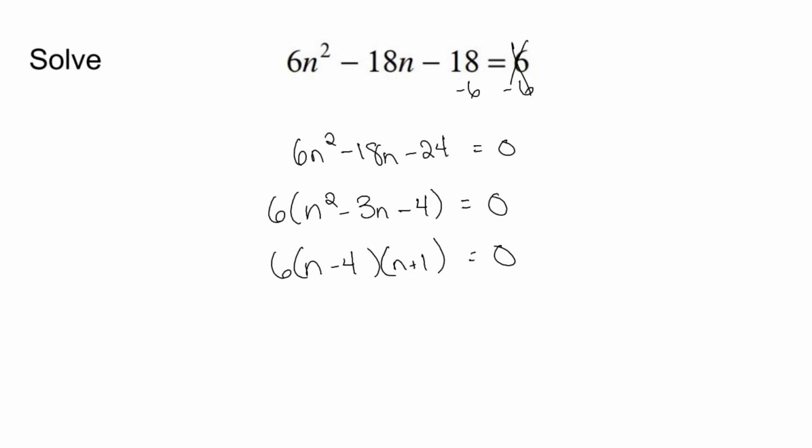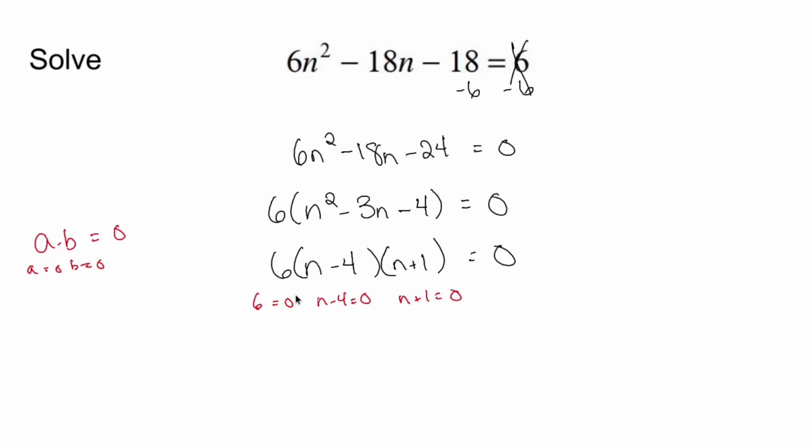Now, this is going to use what's called the zero product property. The zero product property says if you have a times b equals 0, you can set each thing equal to 0 and solve for the variable. All right, so I have three things here that I can set equal to 0. 6 is equal to 0, n minus 4 is equal to 0, n plus 1 is equal to 0.